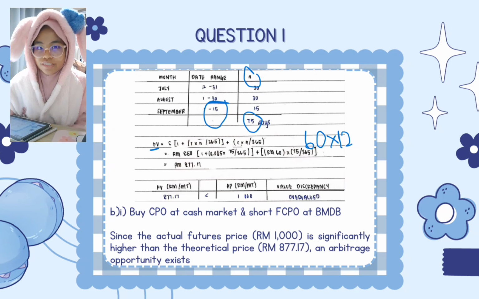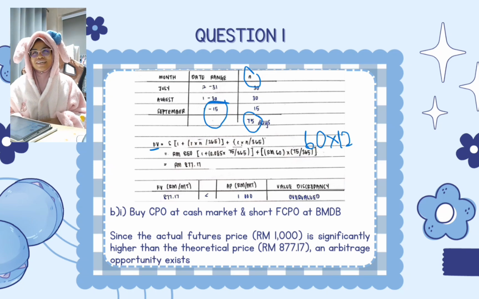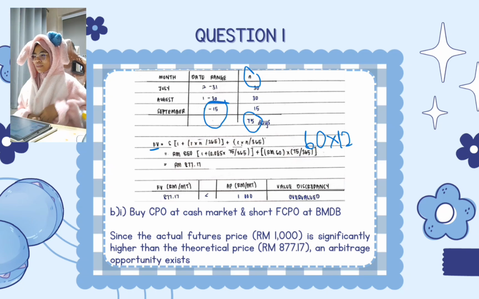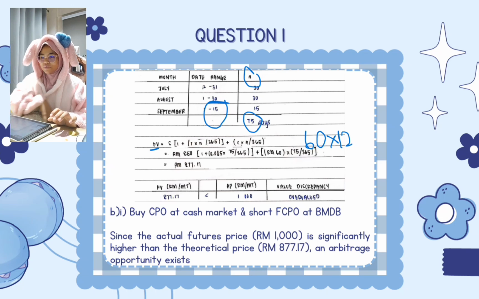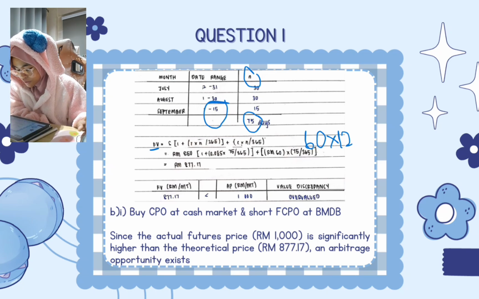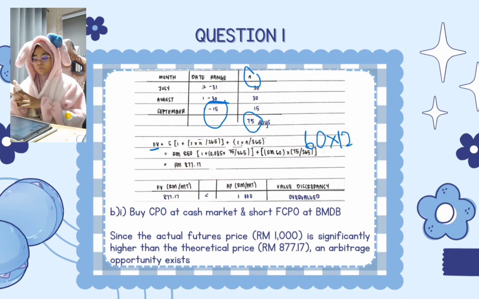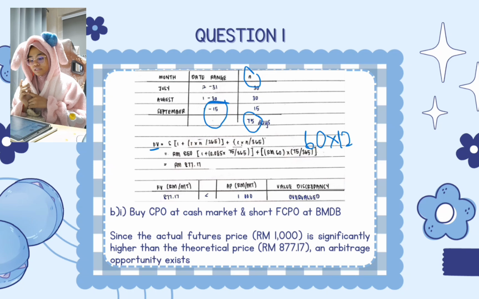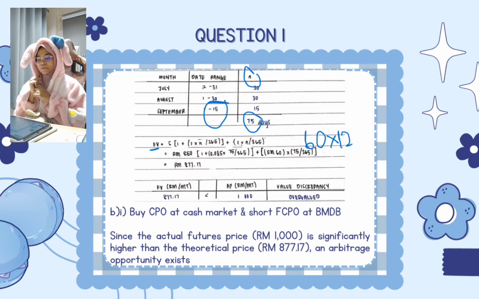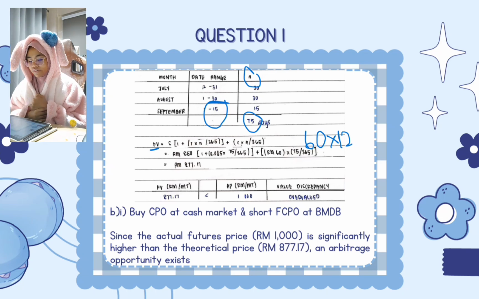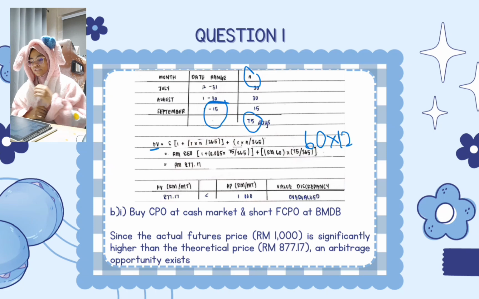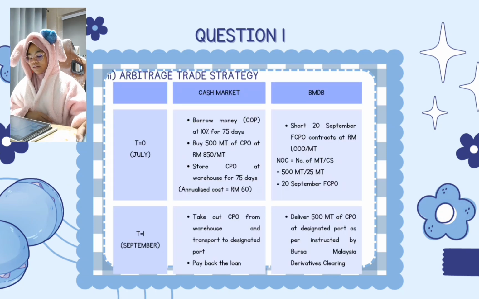This is why traders often engage in reverse cash and carry arbitrage. So what is reverse cash and carry arbitrage? Basically, buy cash market and short futures market. Okay, so buy CPO at cash market and short FCPO at Bursa Malaysia Derivatives Berhad. Since the actual futures price RM1000 is significantly higher than the theoretical price 877 ringgit, an arbitrage opportunity exists.